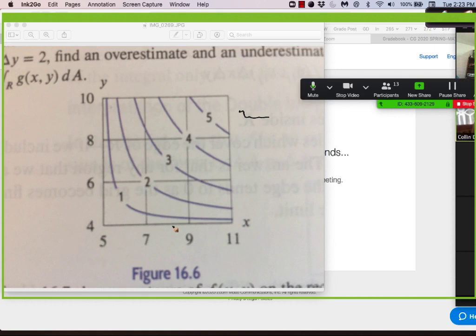Right, so this was the problem, and you were focusing on this right here.